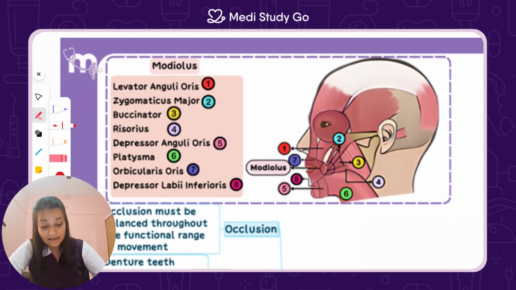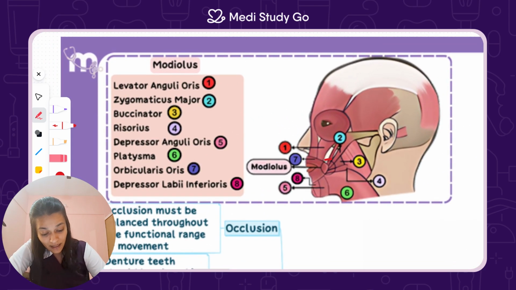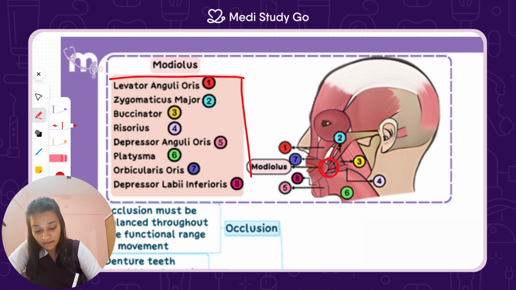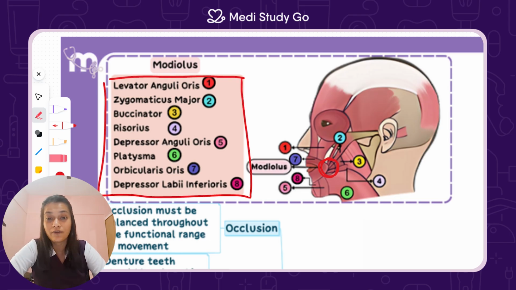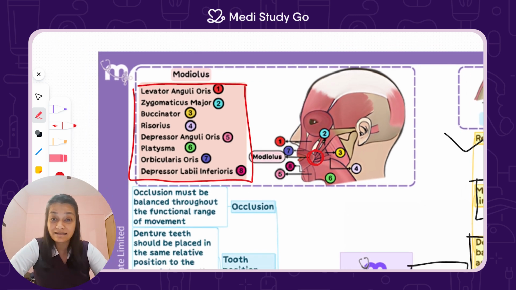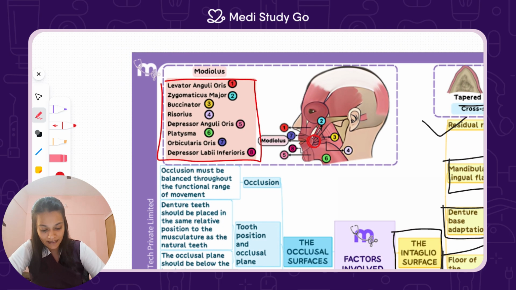Modiolus is that structure which comes at the corner of the mouth and is formed by the junction of 8 muscles. Now, these 8 muscles play a very important role when we talk about modiolus. How is it going to enhance stability? Because there are so many muscle insertions here, recording this area well during border molding itself will help us attain stability in the denture.